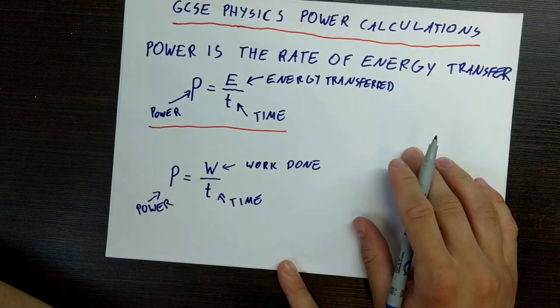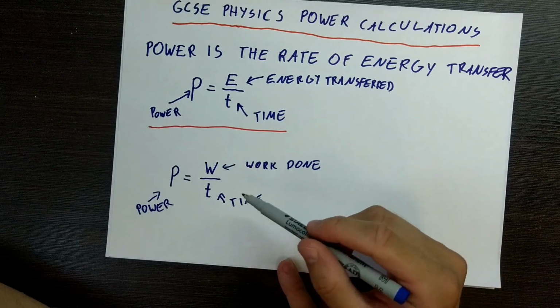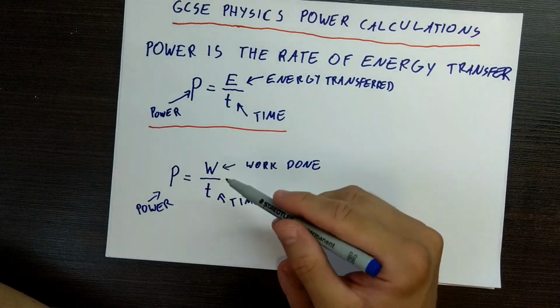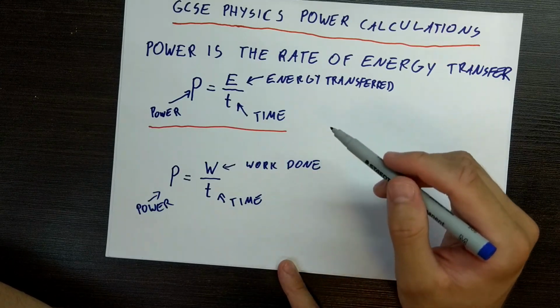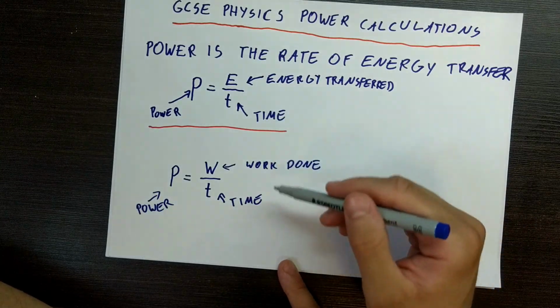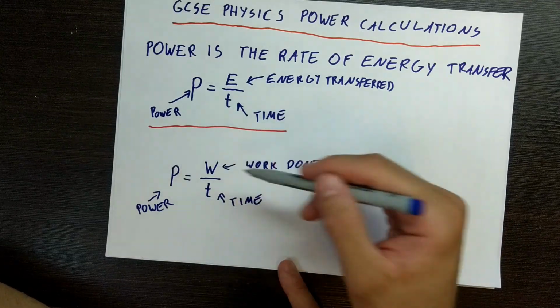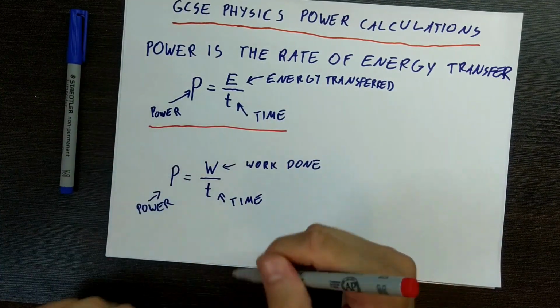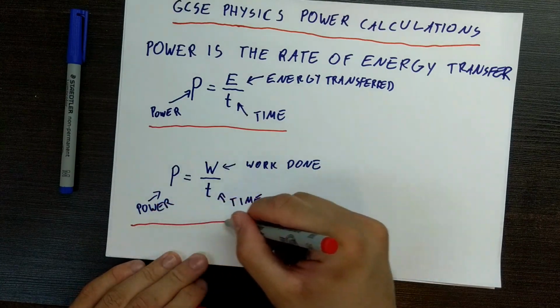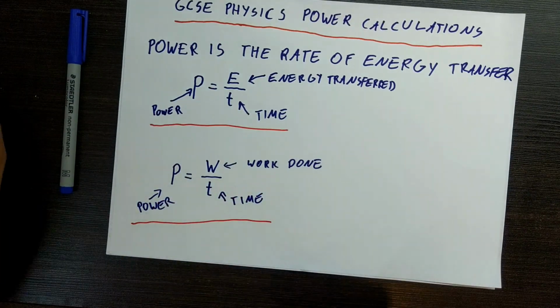Okay, so again, power here could be described as work done divided by time. Work done is the energy transferred. So this is the same, it just can be expressed in two different ways. Now, I'm going to underline this for you. Okay, so now what do we have to watch out for?